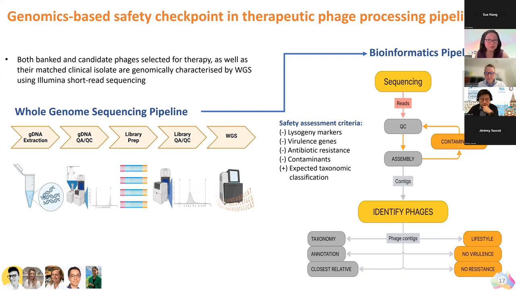And as you can see here in the middle of the slide, I don't know if my pointer is working, so I'm pointing it out. The safety assessment criteria. So for instance, we would look at lysogenic markers. We would look at virulence genes, antibiotic resistance, and presence of other contaminants, et cetera. So even at this stage, I hope you can appreciate why people like to talk about GMP, because a lot of these processes, a lot of these contaminants will be filtered out. But to that end, from here, we can actually claim that this phage therapy pipeline is personalized and patient matched.